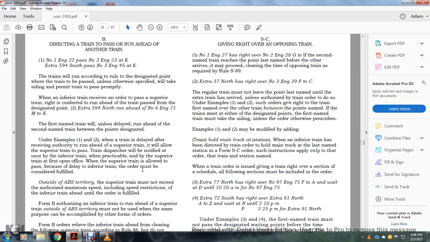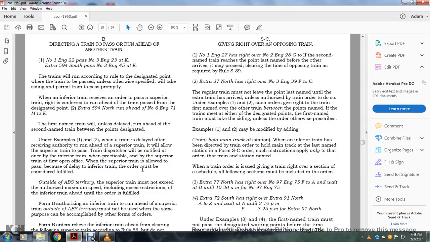Detecting a train to pass or run ahead of another train. Number 1: Engine 222 passes the number 323 engine at K. Extra 594 South passes number 3 engine at 45K. And number 3: engine 45 at K.